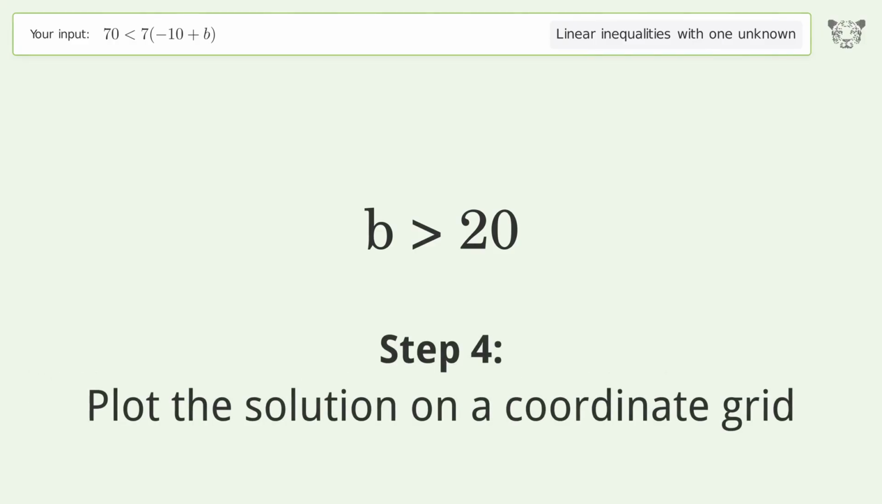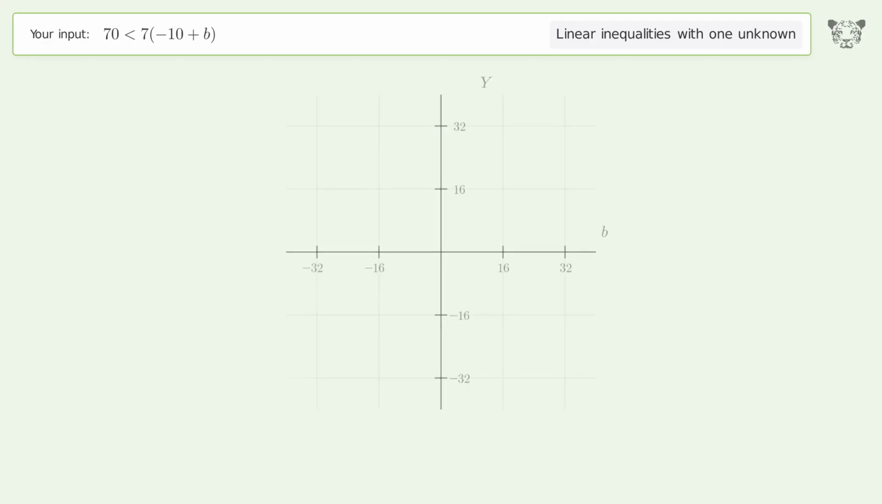Plot the solution on a coordinate grid. And so the final result is b greater than 20.